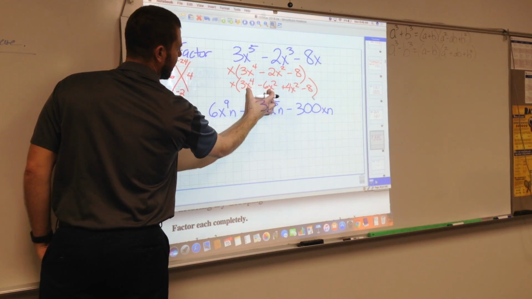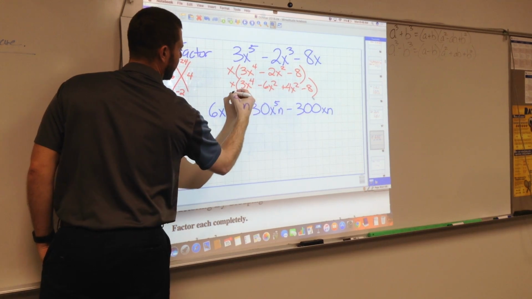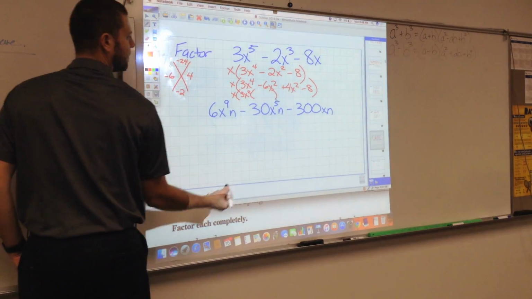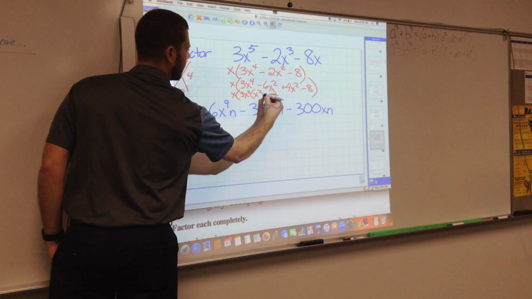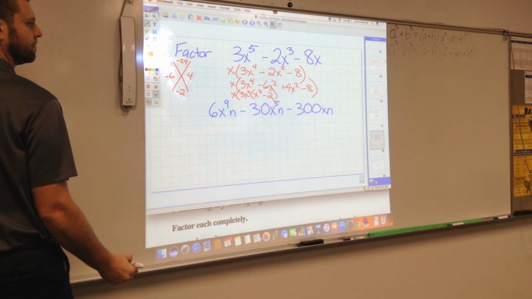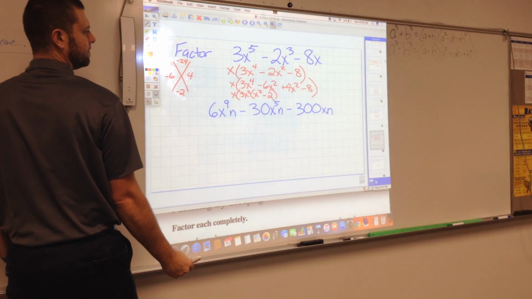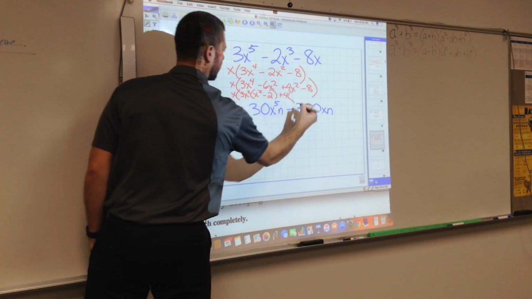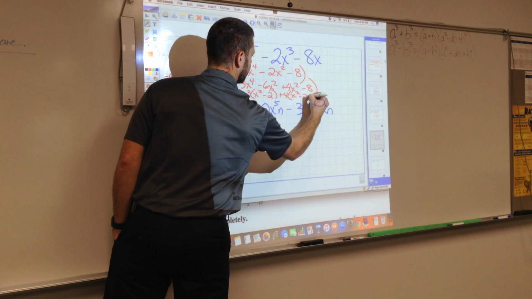What do these two terms have in common? That's 3x squared. What would be left? x squared minus 2. And what do these last two terms have in common? 4. So plus 4, and what's left in the parentheses? x squared minus 2.